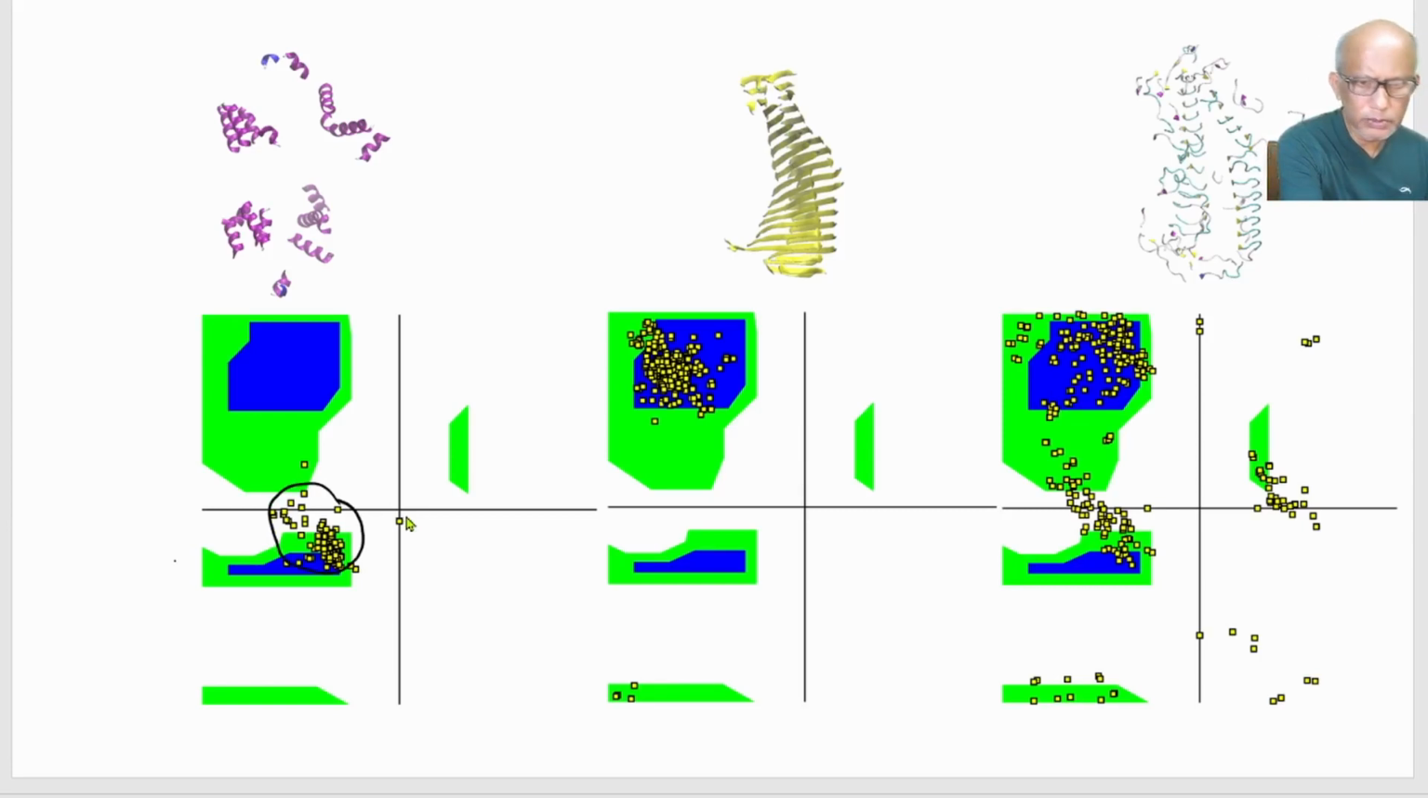Similarly, for the extended strands here, when I plot them, phi may be around minus 120 to minus 150 or even near minus 180. Psi would be somewhere from plus 120 going all the way up to plus 180.